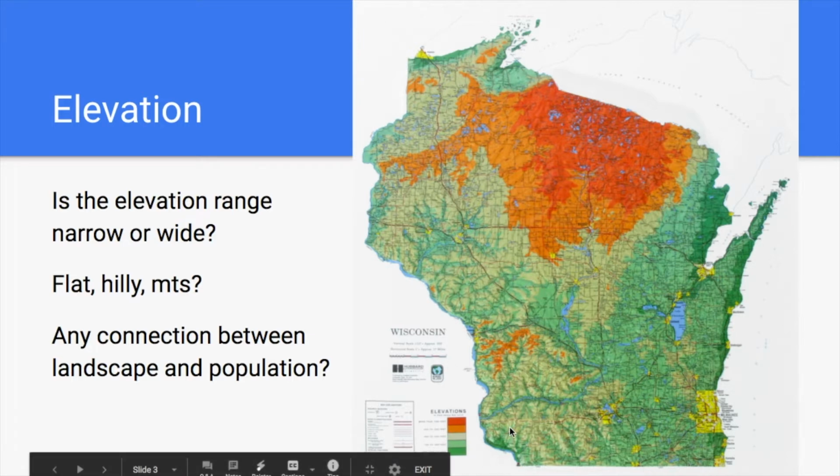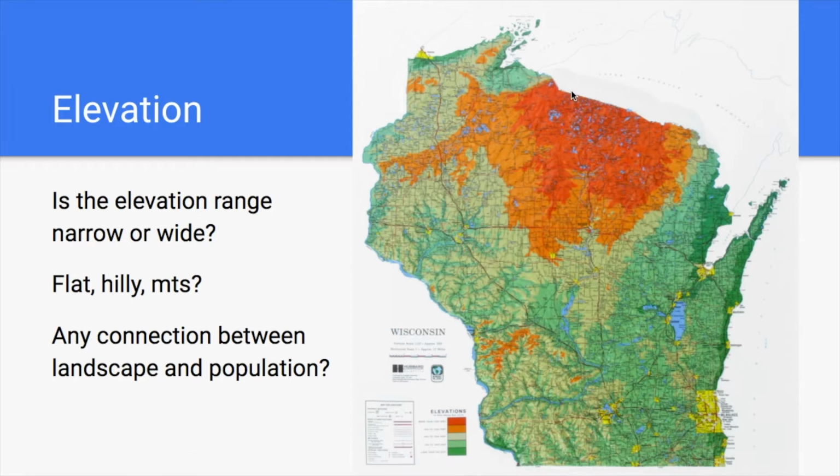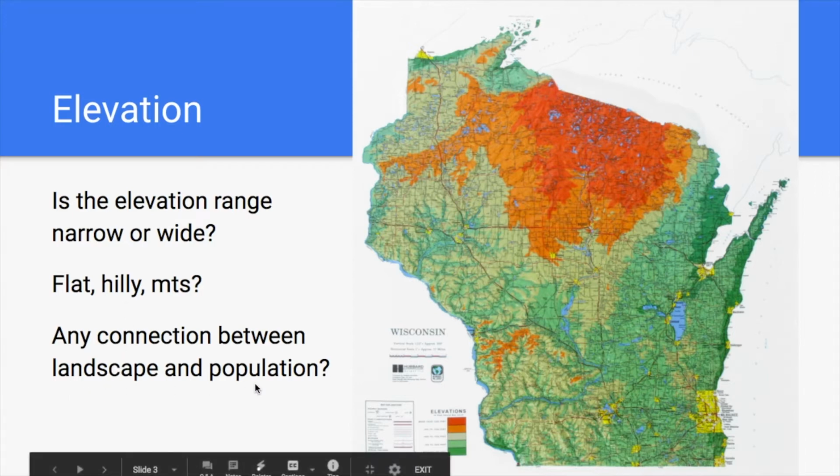If you've ever traveled to La Crosse or in this region, there's a lot more topography, a lot more change in elevation. As you go northern into Wisconsin, there's even more change in elevation, and you're actually at a higher elevation because of these darker colors. So as you're studying a place, the elevation determines the types of landforms that are there. Are they flat? Is it hilly? Is it mountain? Now, a question to think about when you're studying elevation as it refers to the different types of landforms: is there any connection between the landscape and population?